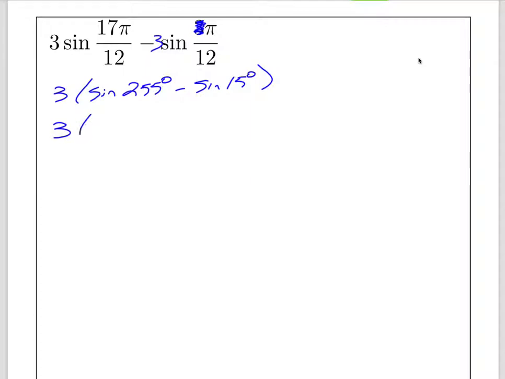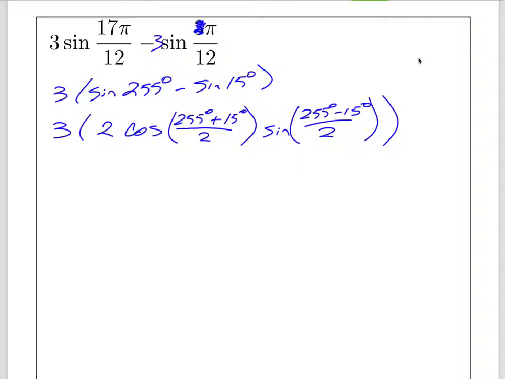So that would be 3, and then we're dealing with sine A minus sine B. So that would be 2 cosine of A plus B, so 255 plus 15 over 2, and then times sine of A minus B, so 255 minus 15 over 2. So what happens to 3 times 2 up front? It's 6. Is that second one sine? Second one's sine, isn't that right? Yes.